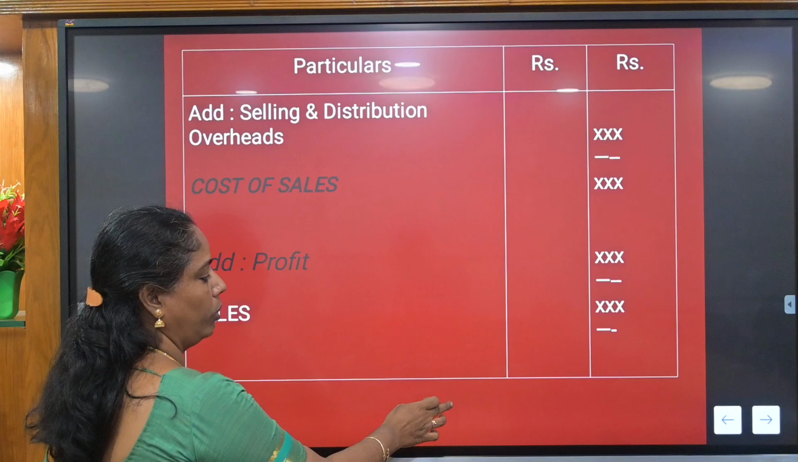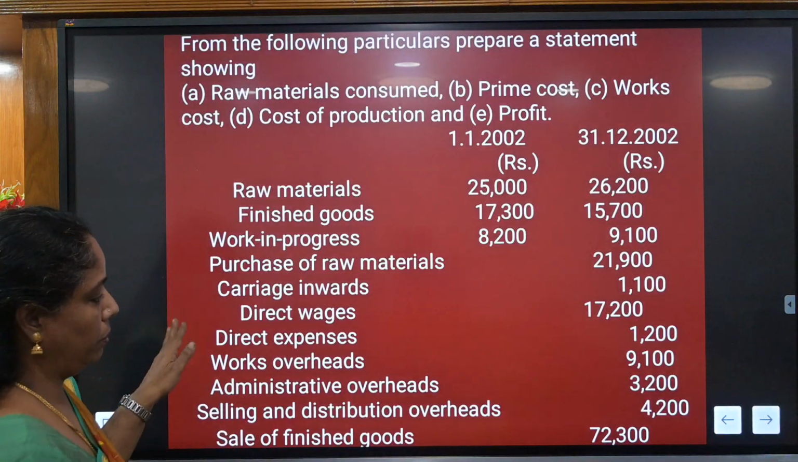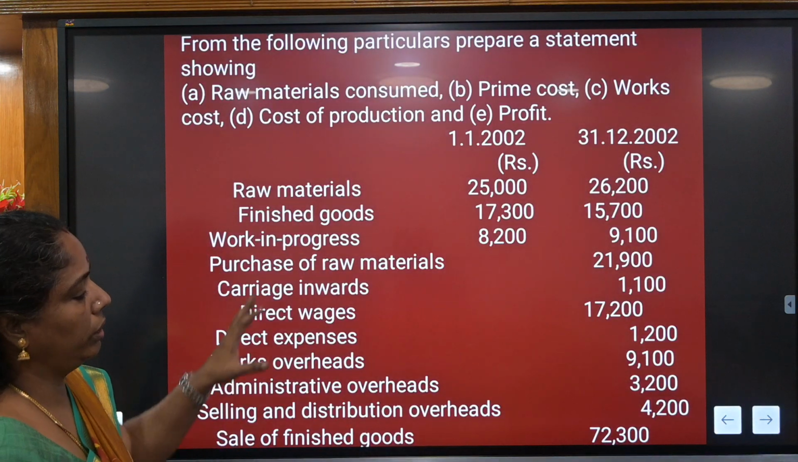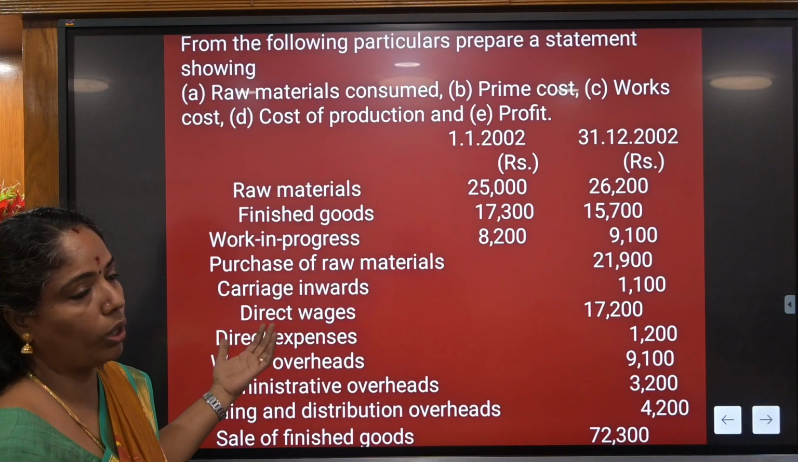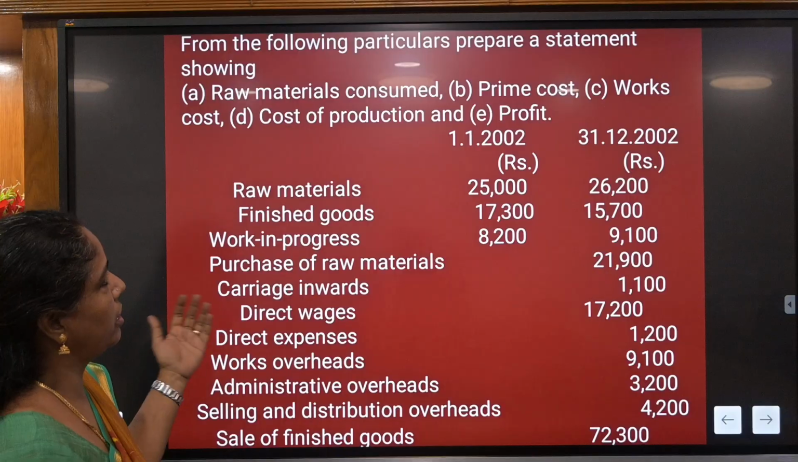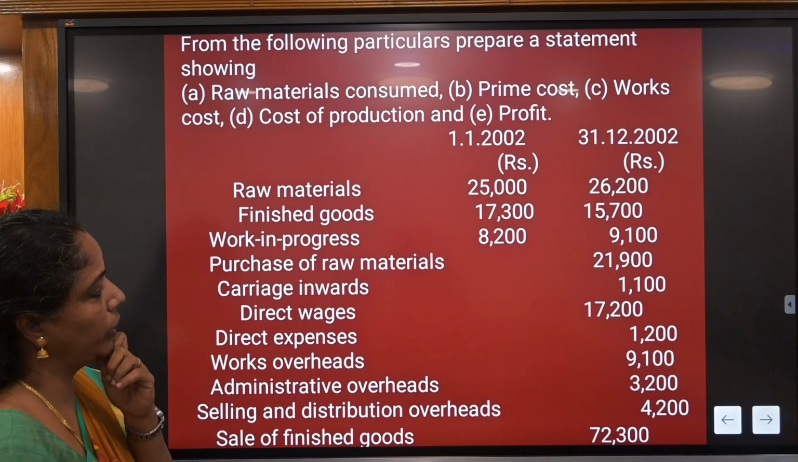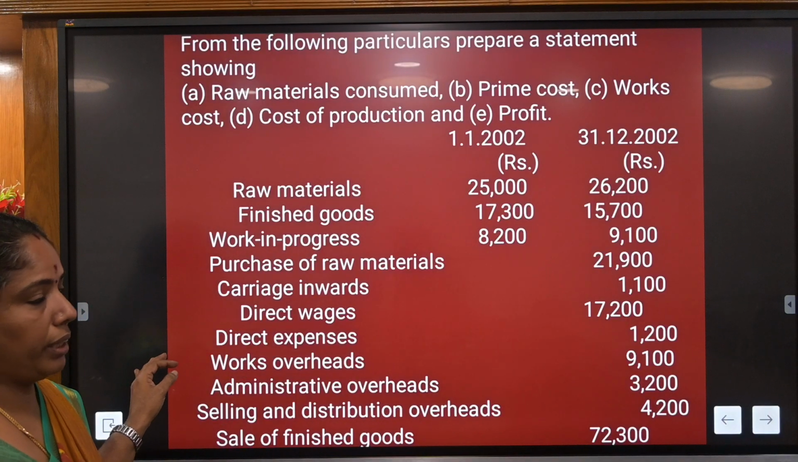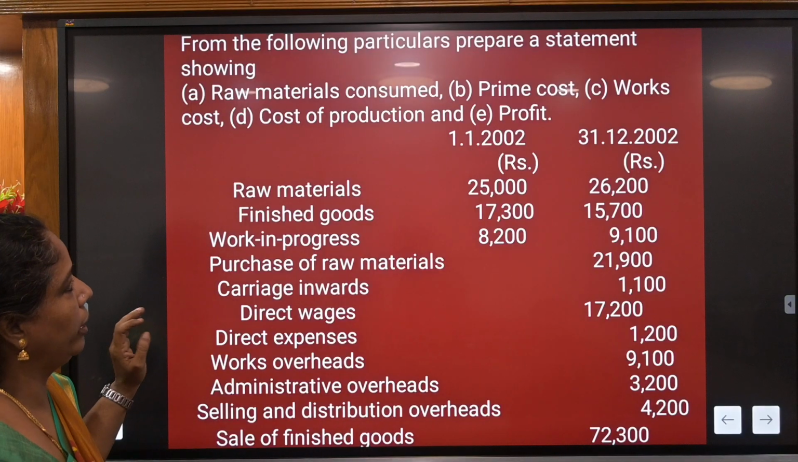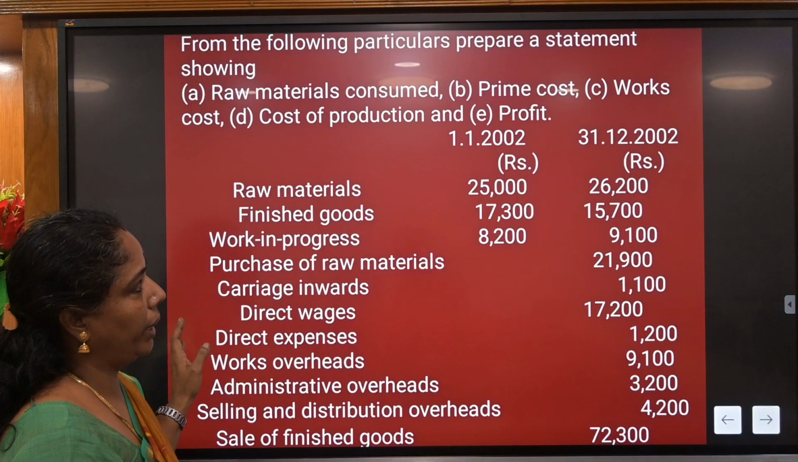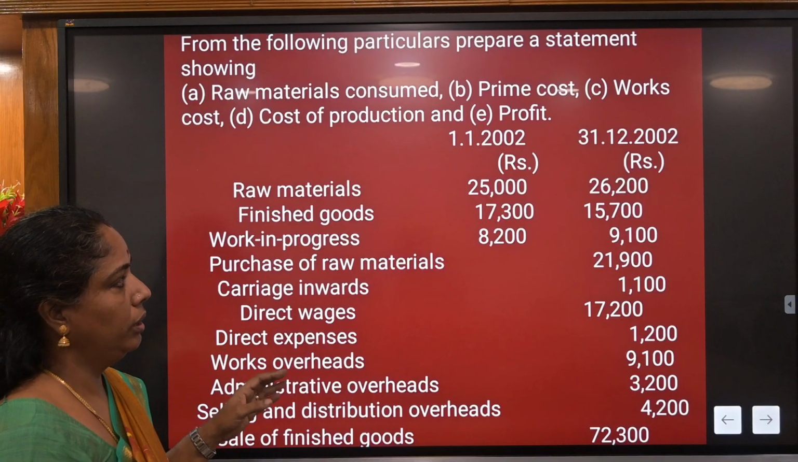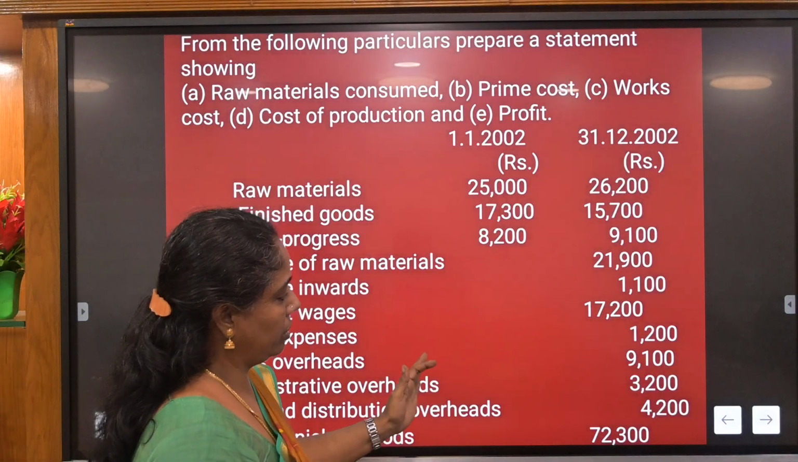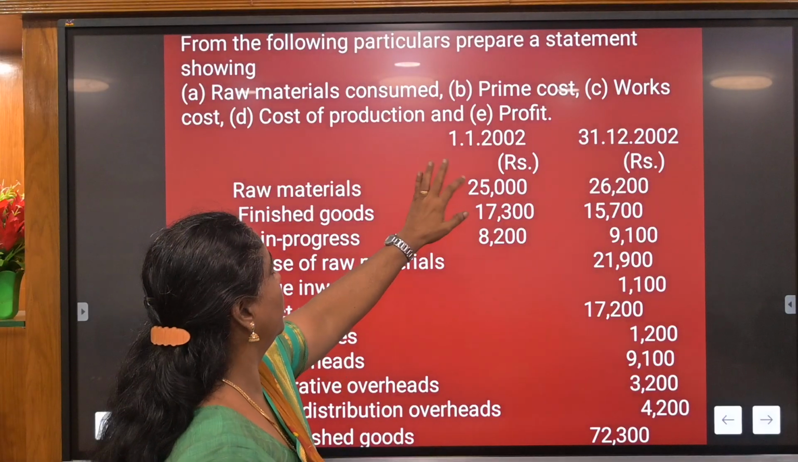Next we can solve one problem. This is the problem. Here I gave a simple problem which is based on the format I have given. Just explaining the format, we will do the sums. From the following particulars, prepare a statement showing raw materials consumed, prime cost, works cost, cost of production and profit. Here some alignment is missing, so just listen.